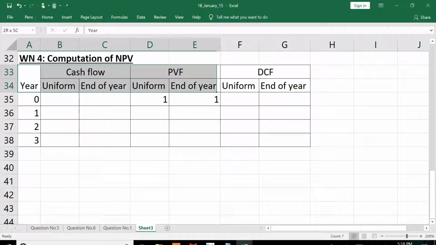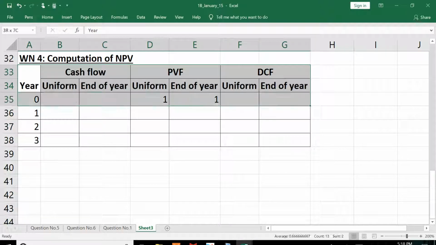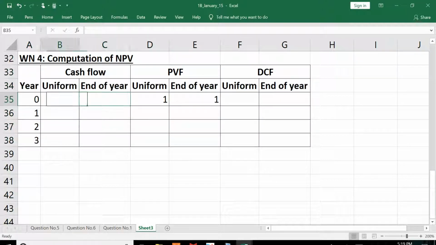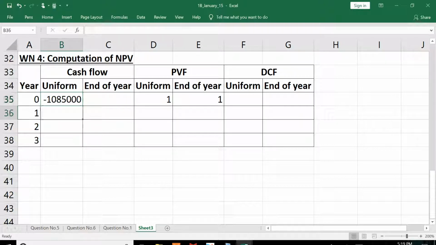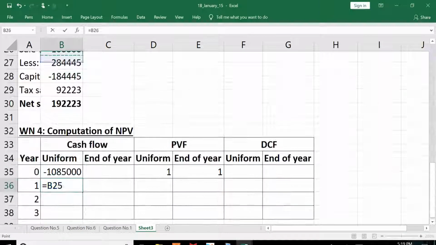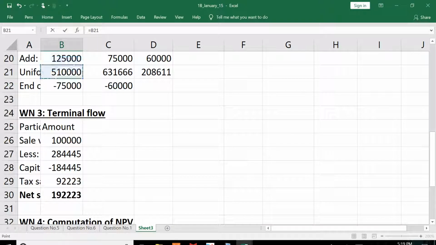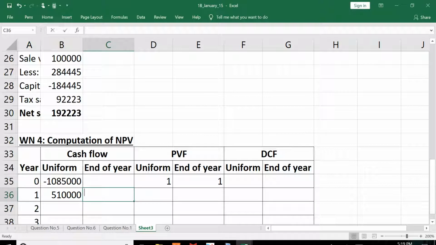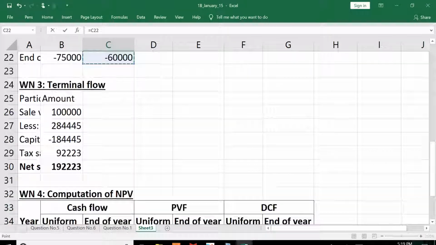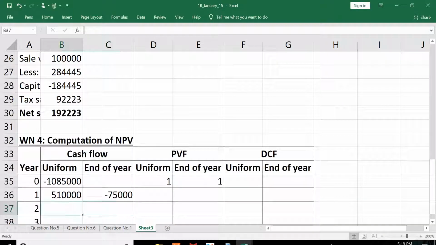What is the initial outflow? 10 lakh. I'm writing it in uniform. I can write anywhere, it doesn't really matter. 10 lakh 85. First year uniform was 5 lakh 10 and end of year was negative 75,000.